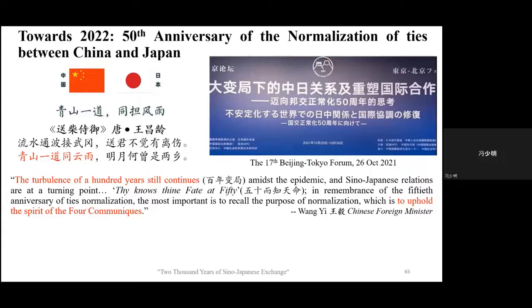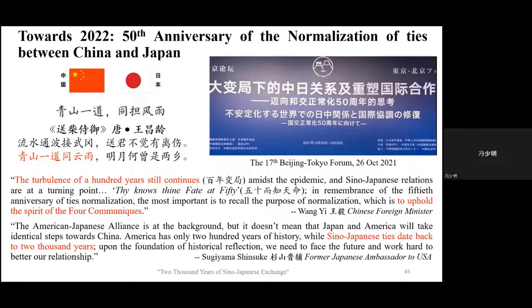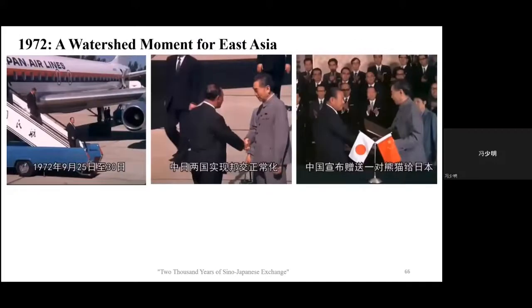And when we talk about the 50th anniversary between the two countries, we should remember what the purpose is. The former ambassador to the US, Sugiyama Shunsuke, writes that America has only 200 years of history, but Sino-Japanese ties date back 2,000 years. So it is still about remembering the 2,000 years of good exchange.